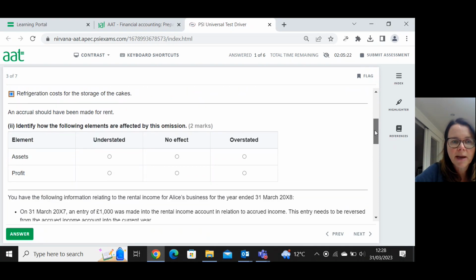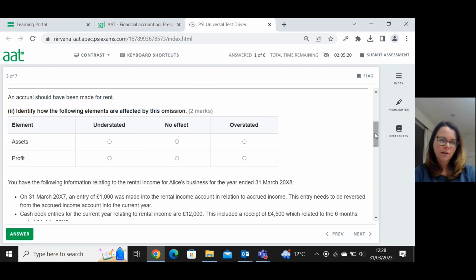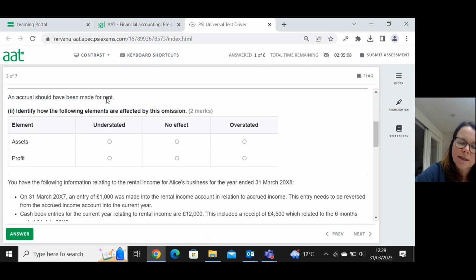An accrual should have been made for rent. Identify how the following elements are affected by this omission. Right, so if we haven't put through an accrual for rent, just think about what the double entry would be. We would debit the rent to bring in more expense. So if we're bringing in more expense, then our profit would obviously come down. So at the moment, if we haven't put through this adjustment, our profit must be too high. Because putting through the accrual would bring the profit down, as we'd be bringing in extra expense.